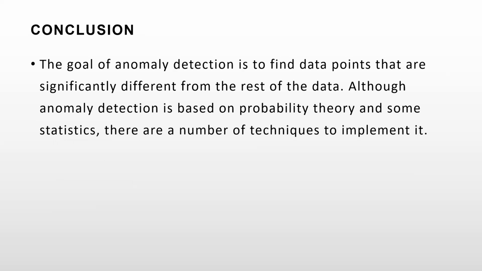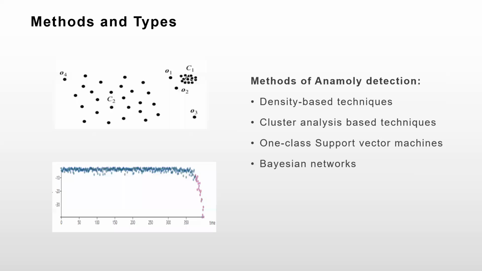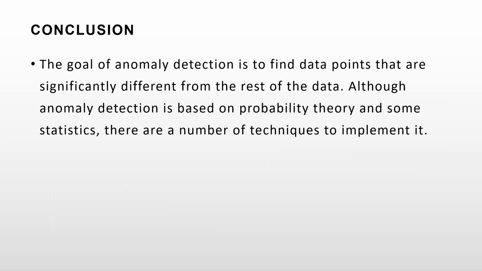And coming to the conclusion, the goal of anomaly detection is to find data points that are significantly different from the rest of the data. Although anomaly detection is based on probability theory and some statistics, there are many techniques to implement it. Like previously discussed, clustering techniques, support vector machine, Bayes networks, and there are many more techniques.